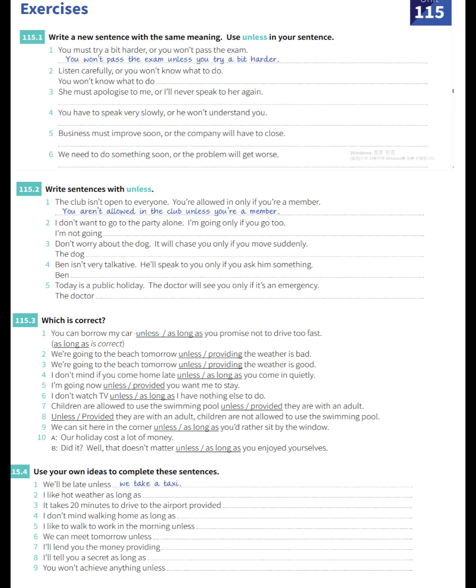Ben isn't very talkative. He'll speak to you only if you ask him something. Ben is very talkative? No, remember, Ben is not talkative. So he doesn't speak to you unless you ask him something. Here it'll be "won't": Ben won't speak to you unless you ask him something.